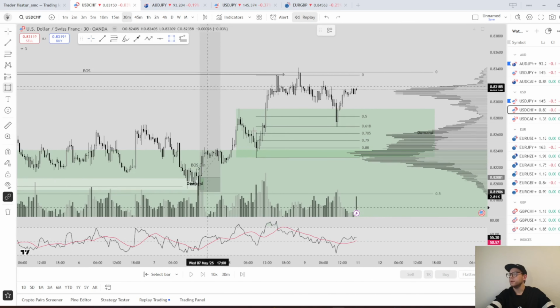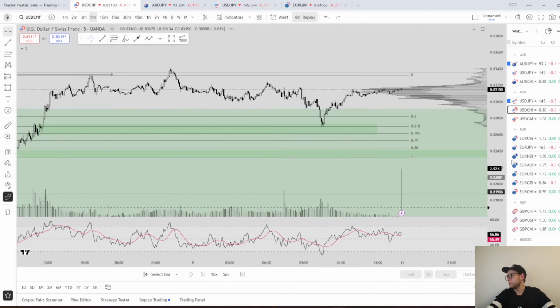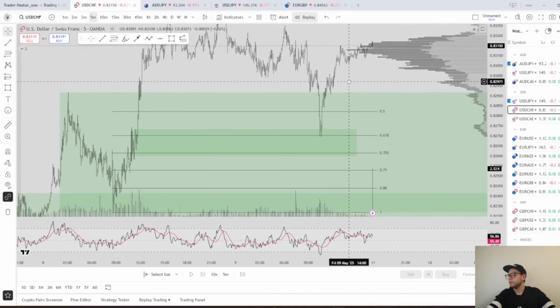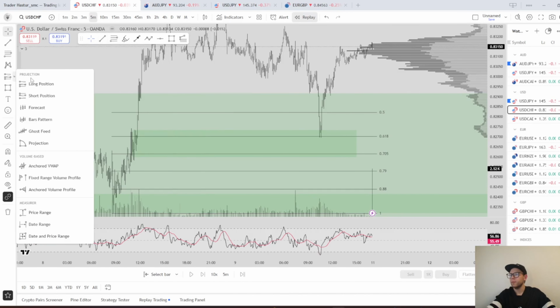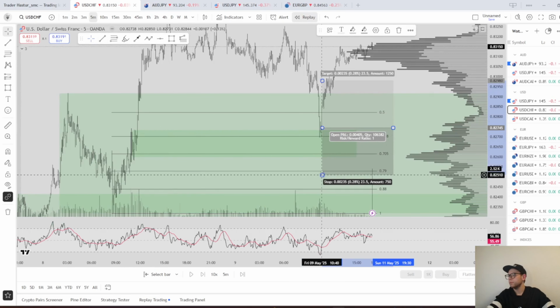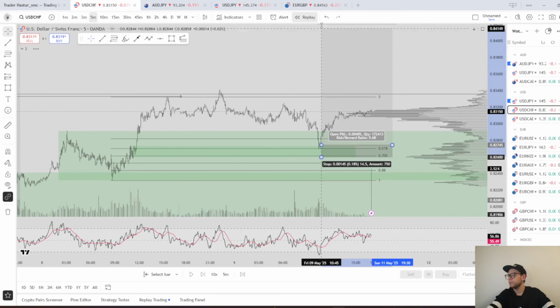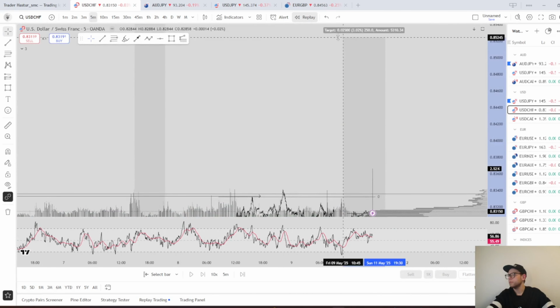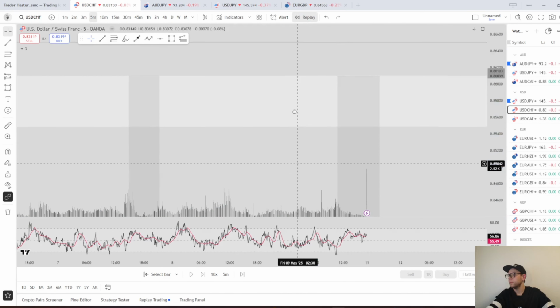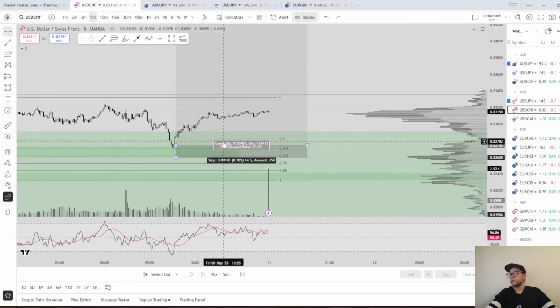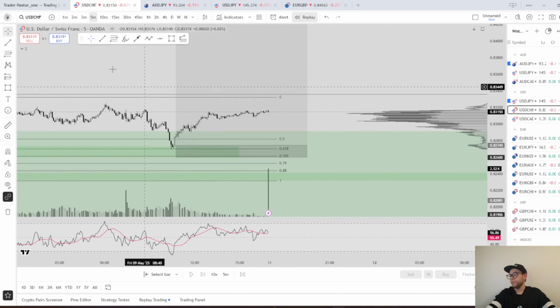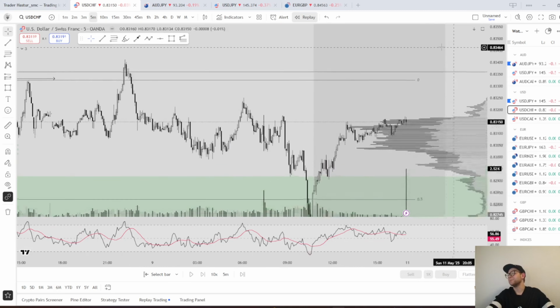Price already mitigated this order block. Nice reaction. That was another entry. Also, if you missed even this entry, I will show you another entry.